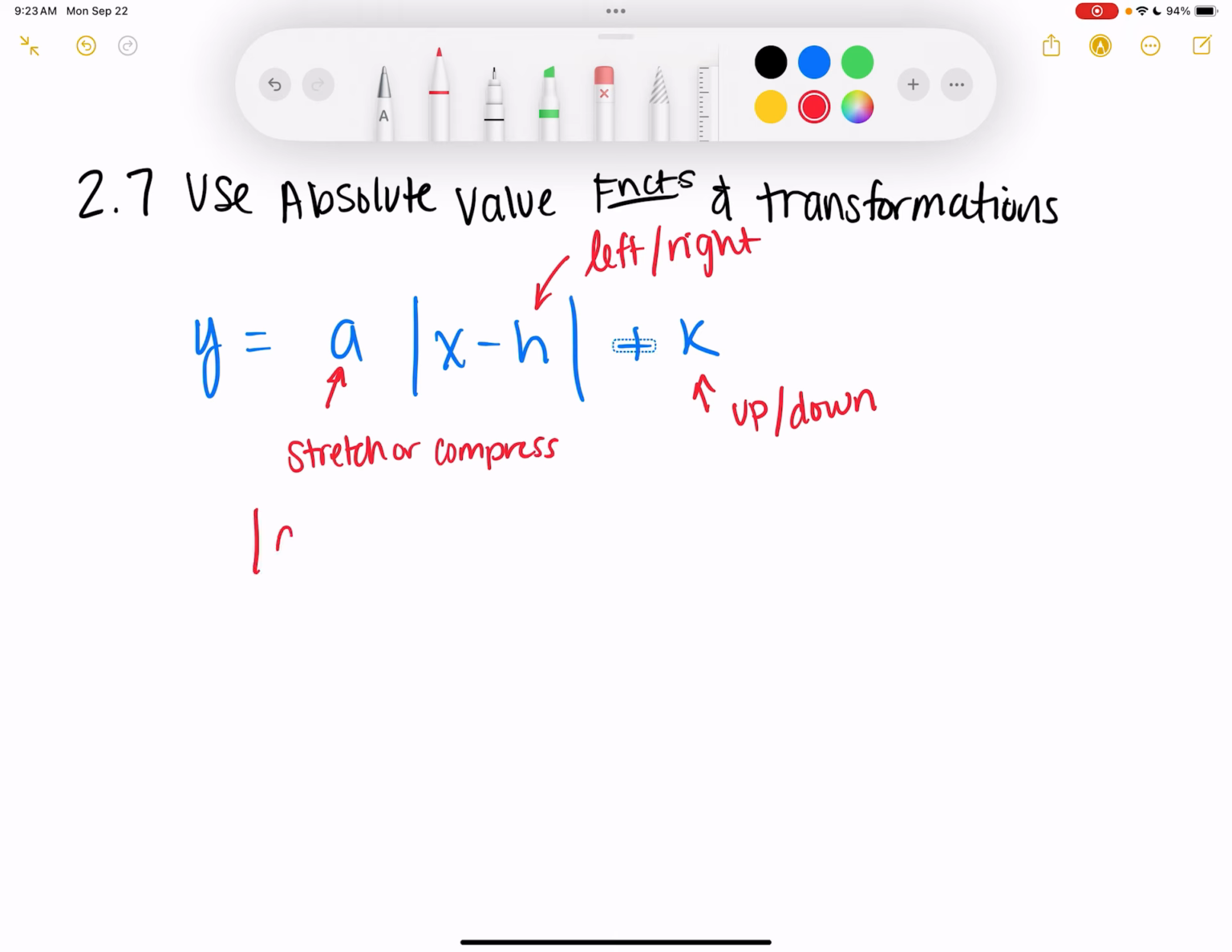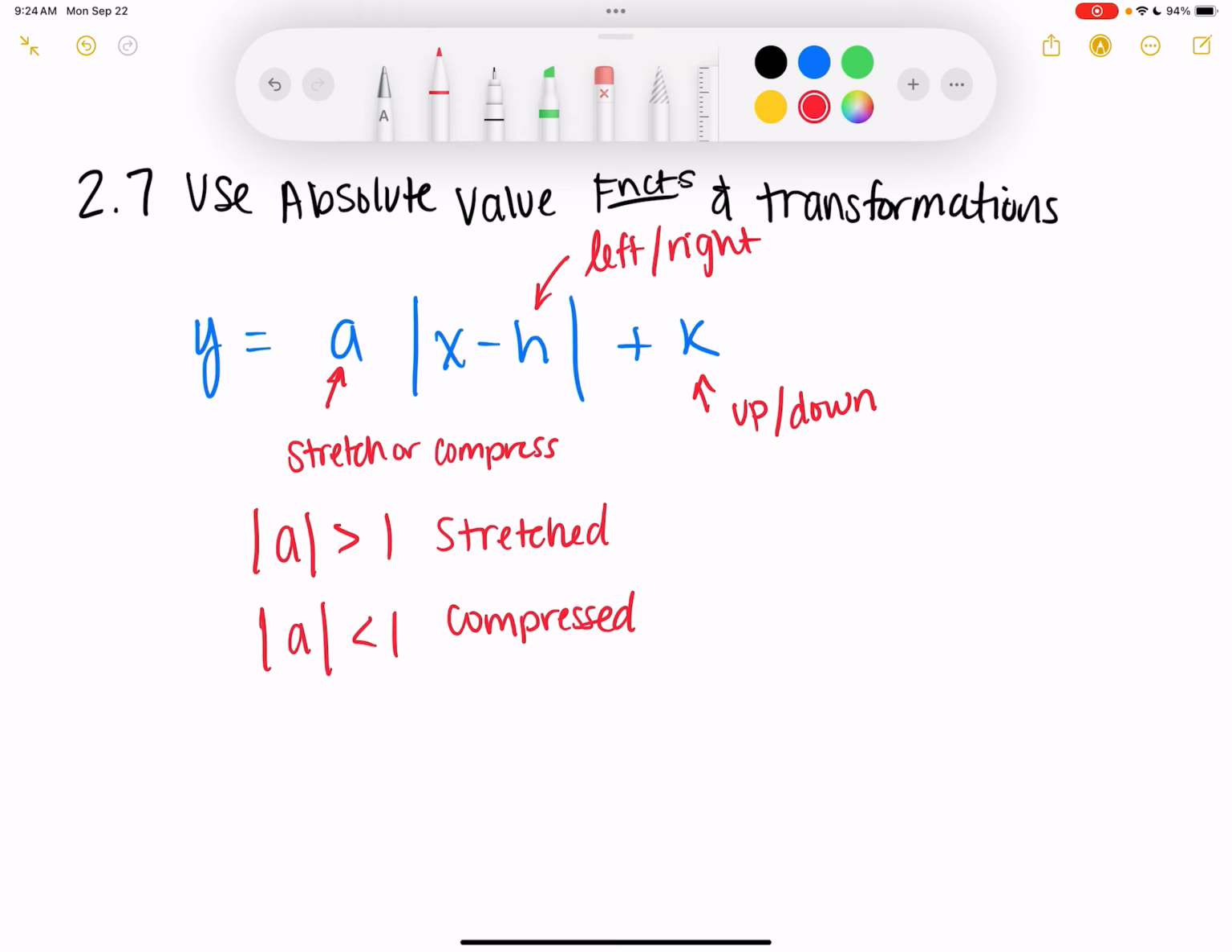If the absolute value of A is greater than 1, it's stretched. If the absolute value of A is less than 1, it is compressed. So that basically means if it is a decimal or a fraction, it is compressed. Okay. If there's a negative sign in front of the A, then it is reflected. So those are going to be the things that we're doing.